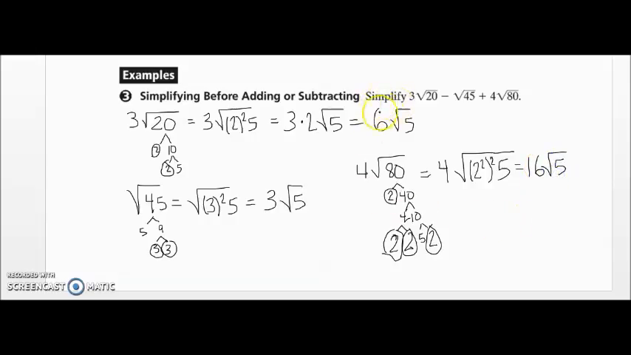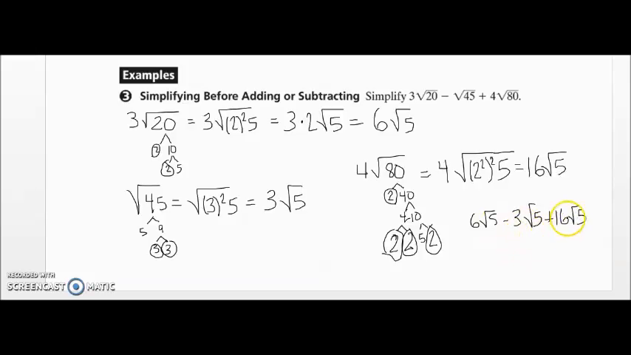All right, so let's see if we can combine all these. So this 3 square root of 20, we rewrote as 6 square root of 5. So I want 6 square root of 5 minus square root of 45. Oh, well, that was 3 square root of 5. And plus, well, 4 square root of 80 ended up being 16 square root of 5.